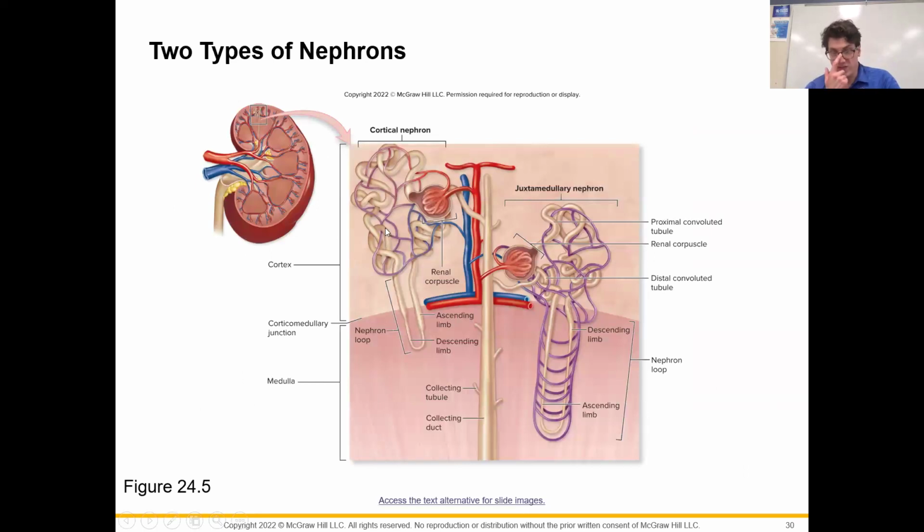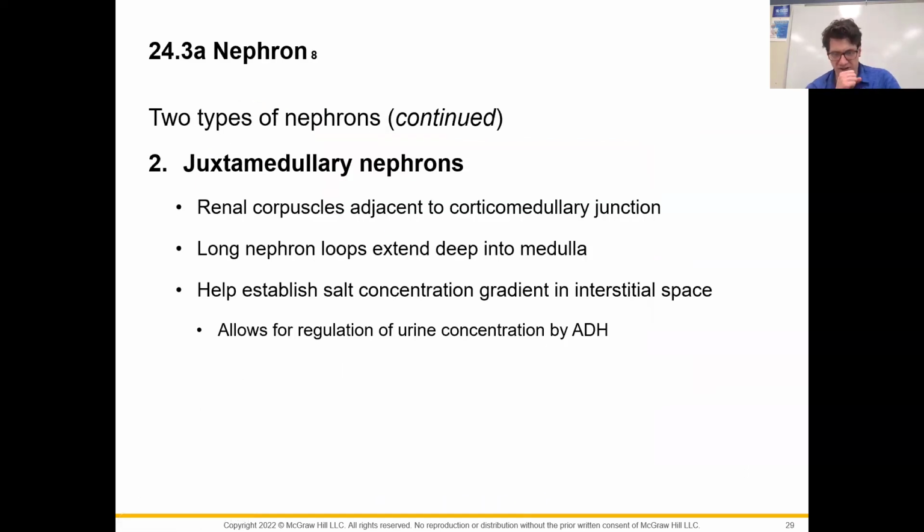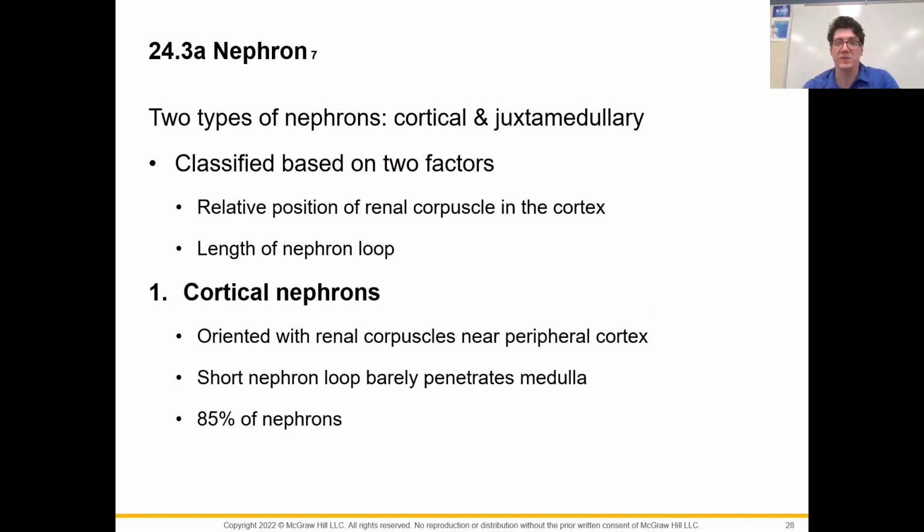Now, we do have two different kinds of nephrons. We have cortical nephrons, we have juxtamedullary nephrons. Cortical nephrons are going to be most common. Nephron loops are fairly short.